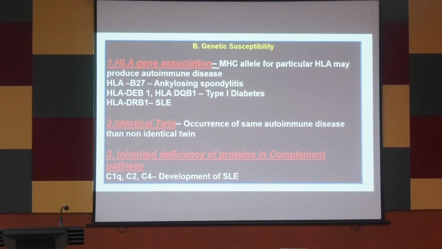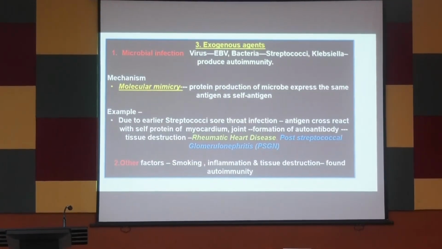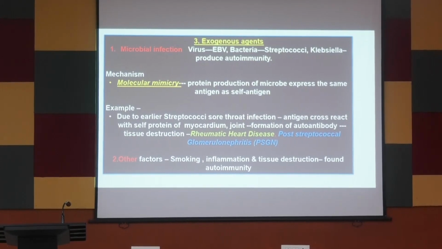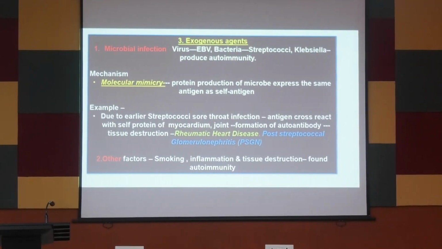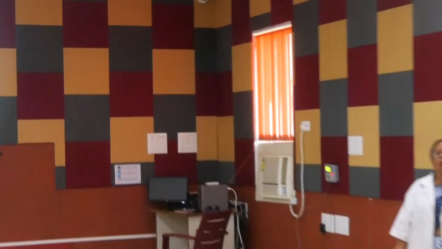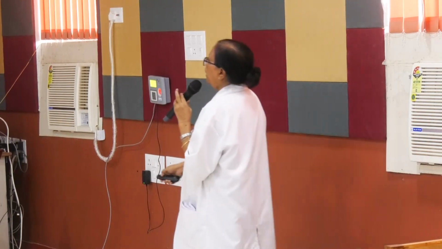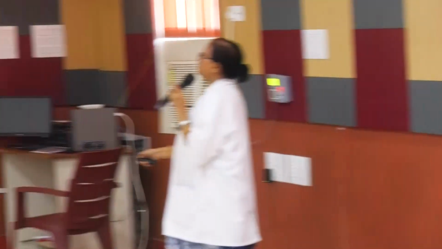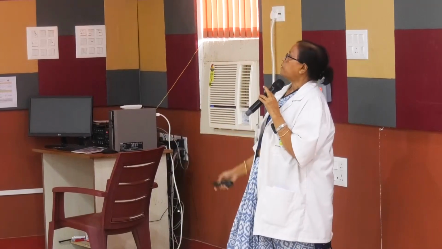Another thing: if there is a genetic abnormality in the proteins of the complement pathway, they are not activated, and the immune system produces immunological intolerance and disease. As I already told, bacterial infection, such as post-streptococcal glomerulonephritis, and different types of viral infection, are prone to develop different types of antibody which react alternatively with self antigen and cause disease. Other factors are smoking, inflammation and tissue destruction.